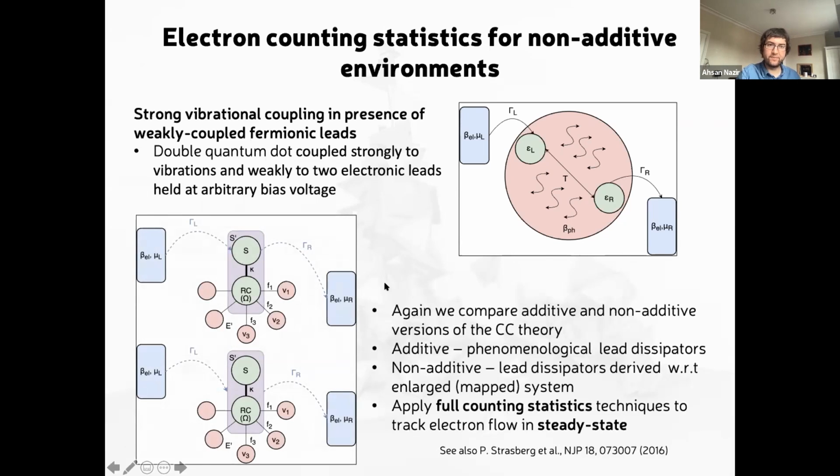Again, we can compare additive versus non-additive approaches. In the additive approach, as before, we assume that the leads are only aware of the system itself, not of the mapped double dot system plus phonon collective coordinate. And in the non-additive case, the lead influence is derived with respect to the full enlarged eigenbasis of the system plus the collective mode. So the additive approach is, again, a kind of phenomenological approach. And we apply full counting statistics in this case to track electron flow in the steady state.